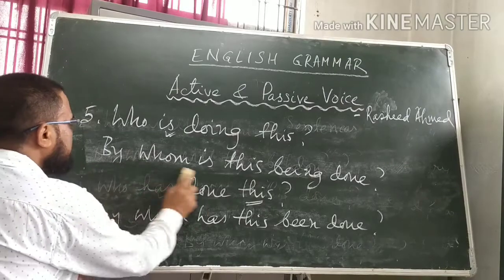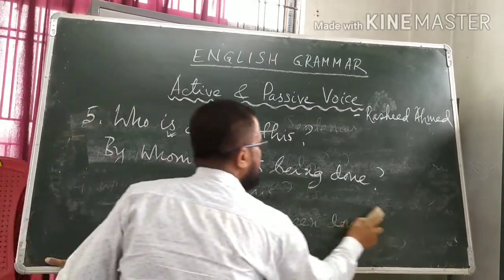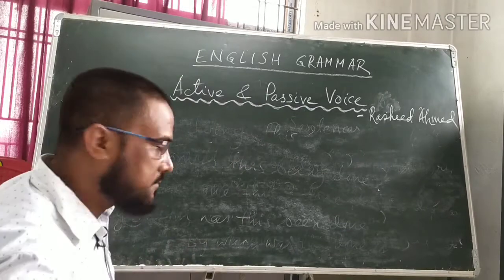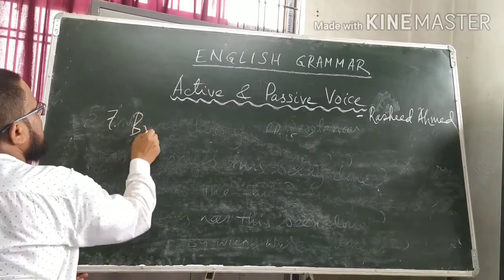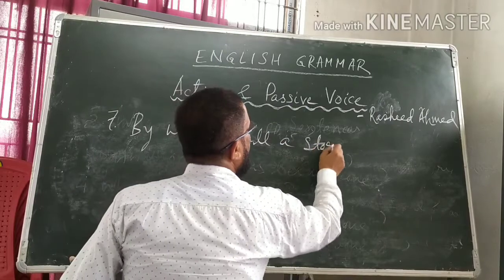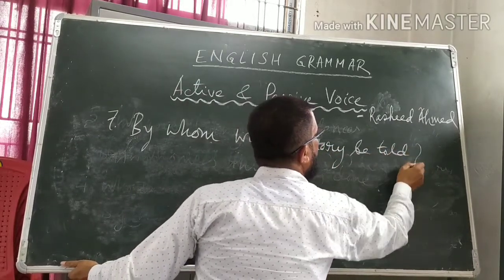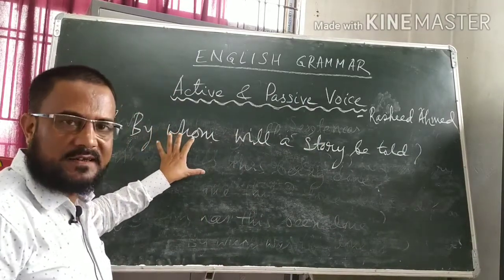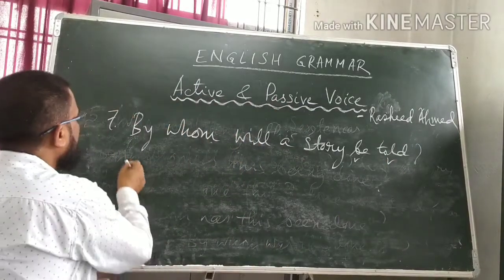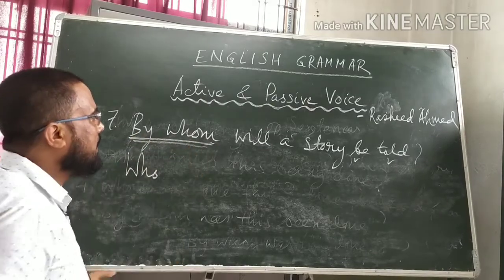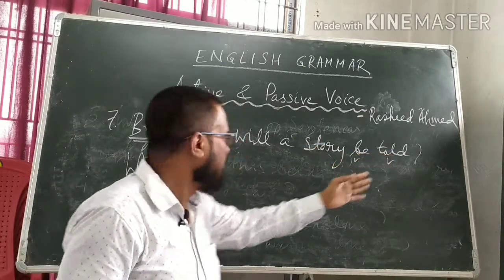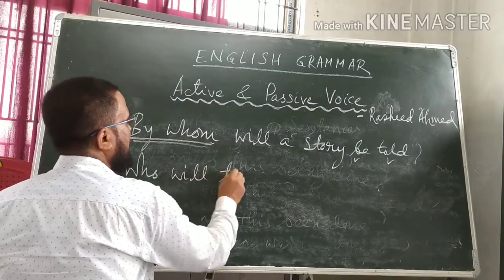And now let us give some examples of passive voice of the same who. By whom will a story be told? So it is by whom at the beginning. This means it is passive. The be verb is there, the past participle is there, it is passive. Since by whom is there, in active we will make it who. The be verb will be removed because be is used for passive, and when be is removed, told will be used in its base form. Who will tell a story?